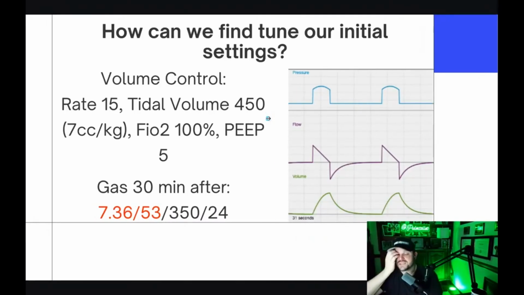So fine tuning the settings is what I was talking about. We can go up on the rate, you want to go up on the volume a little bit. We're going to come down on the FiO2. I think the PEEP of 5 is fine.